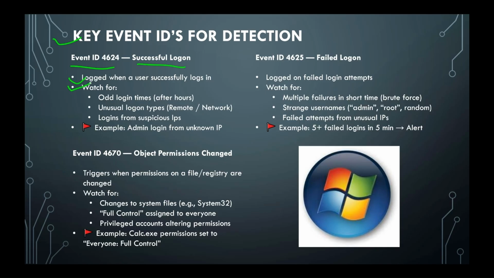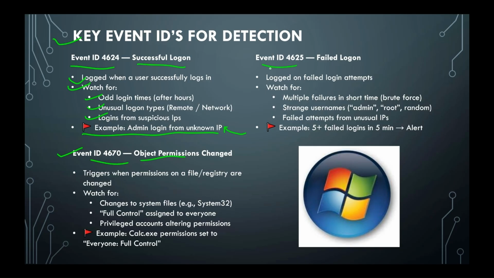So what you look for: unexpected logon time, like odd login hours, after hours, unusual login type like remote, logon type 3, or network logons, multiple logons from unfamiliar IP addresses. And here is one example, admin login from unknown IP. And what are the detection tips? Look for remote logons from unusual IP addresses, or login using high privilege accounts like administrator or system.